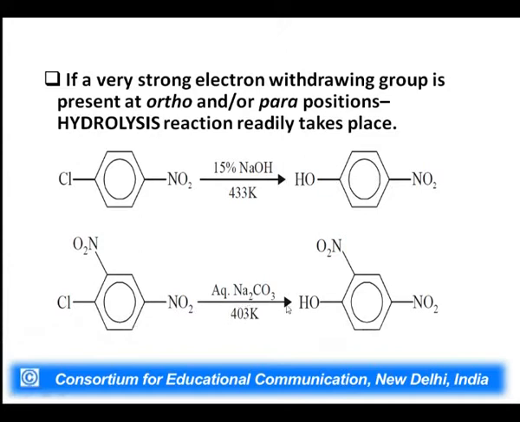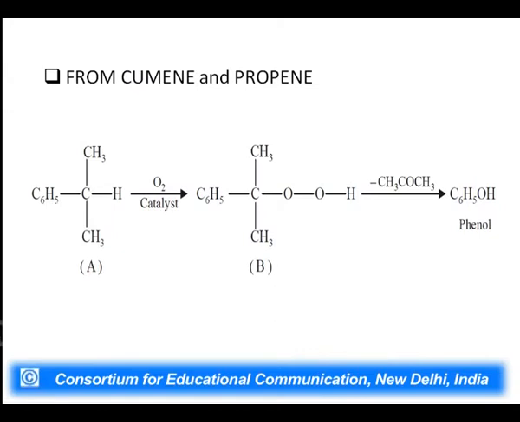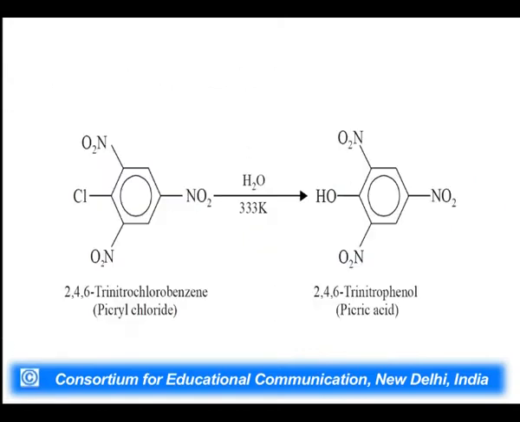And the substitution reaction is easier and we get a higher yield. Whereas if we take 2,4,6-trinitrochlorobenzene, then what we find here is that the three nitro groups are so electron withdrawing, that is they withdraw the electrons towards themselves through minus I and minus R effect, as a result of which the bond between this C and Cl becomes very weak.